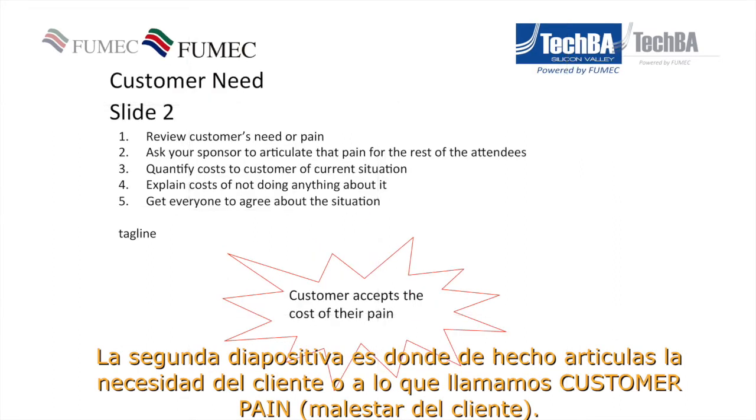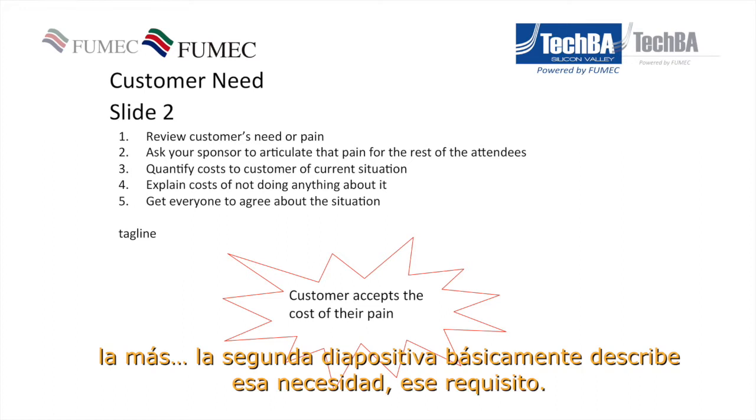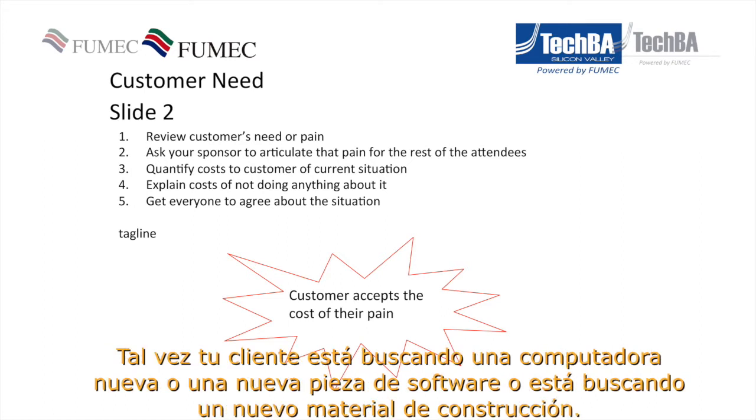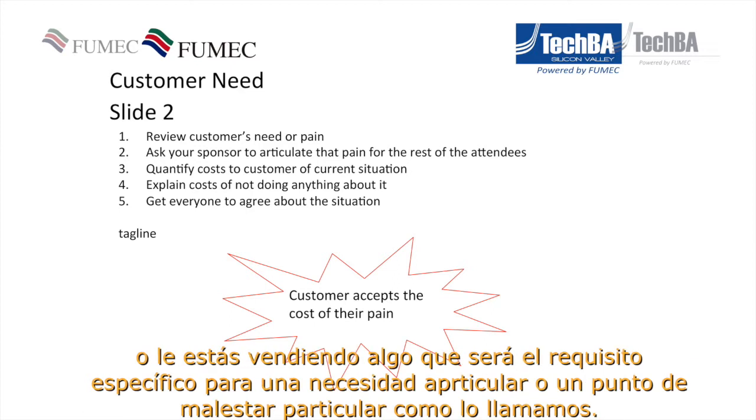The second slide is where you actually articulate the customer need, or what we call the customer pain. So if you're selling a specific product that addresses a specific need for the customer, the second slide basically describes that need, that requirement. Maybe your customer is looking for a new computer, or a new piece of software, or is looking for a new construction material. So what you're trying to do is articulate the need, just to make sure that the customer understands that you're selling something that is going to meet the specific requirements for that particular need, or that particular pain point, as we call it.